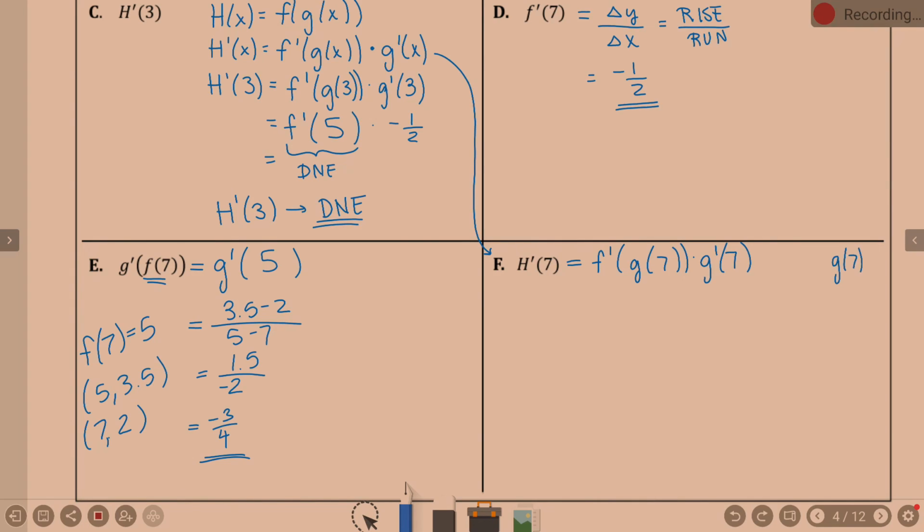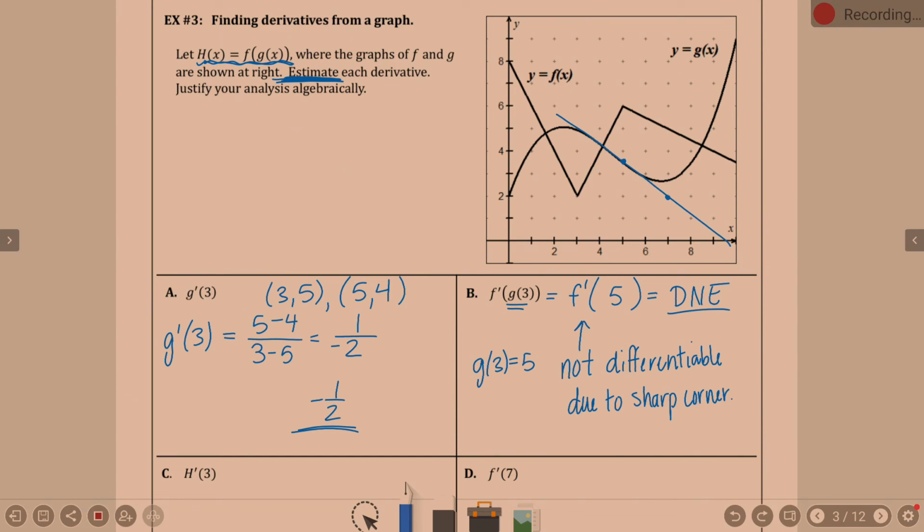G of 7. I think this is an estimating one if I recall. G is my curvy one, of 7.